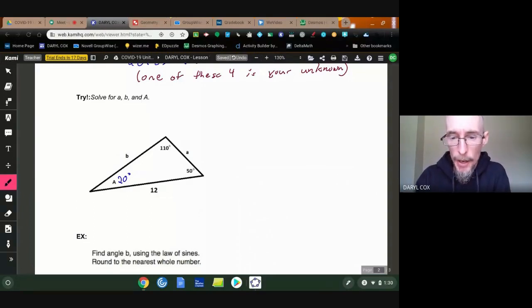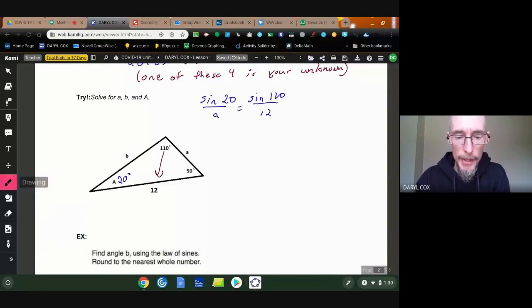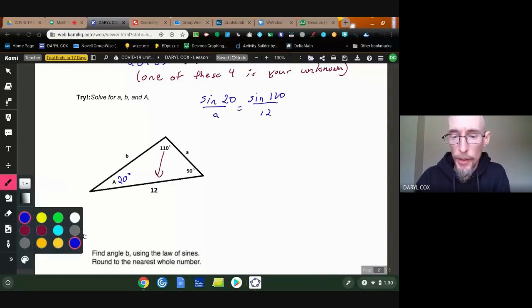So to get side A, I want to use the sine of 20 degrees over A. And I'm going to use sine of 110 over 12. Now, the reason I'm using 110 and 12 is because I know that side. So that's a side that I can actually work with. So that's going to be A sine of 110 equals 12 sine of 20. So A equals 12 sine of 20 over sine of 110.